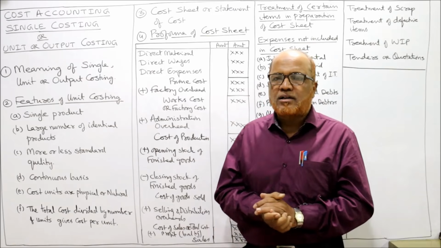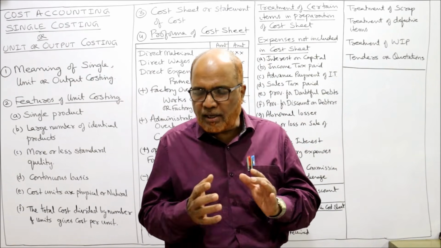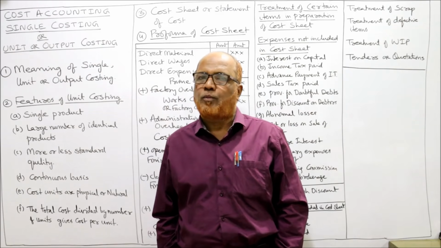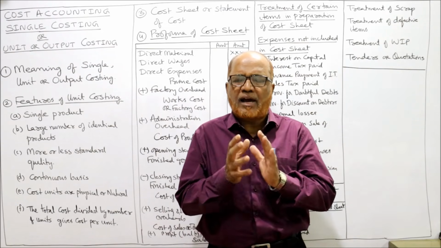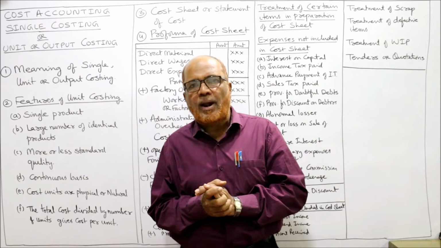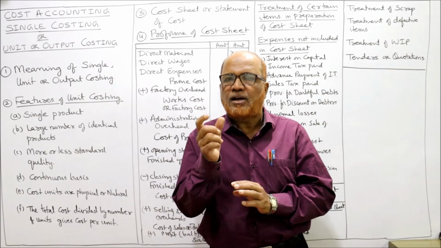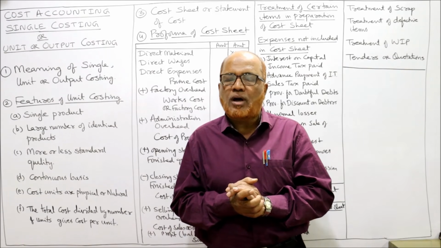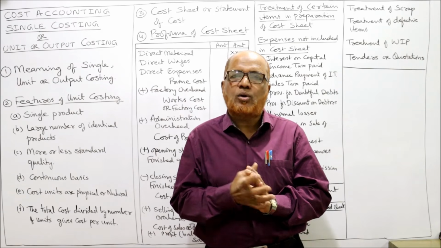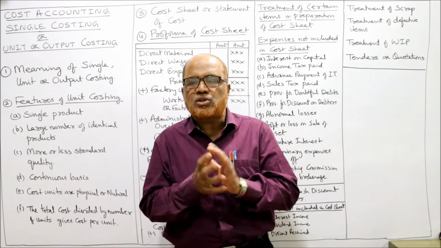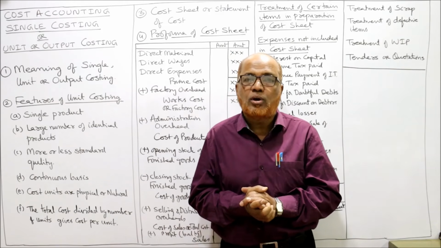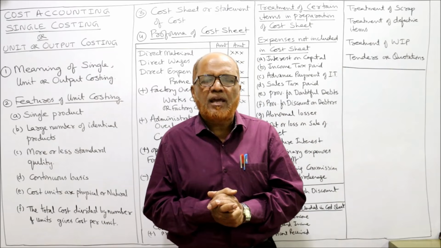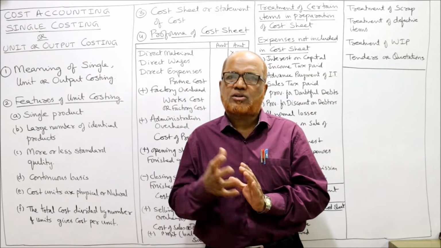So now I'm going to start cost accounting. In this subject, I'm going to start the topic called single costing or unit or output costing. Before that, briefly I'll explain. Cost accounting is a branch of accounting which is there to ascertain the cost of production and to control the cost. The objective of cost accounting is to ascertain the cost and to control the cost. Cost ascertainment is the main objective of the subject cost accounting.